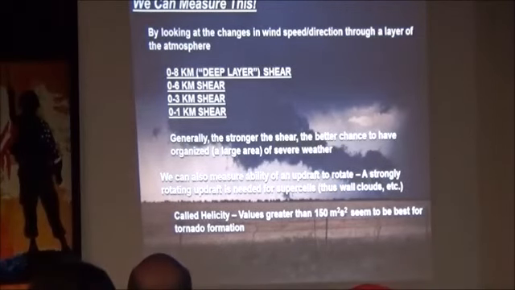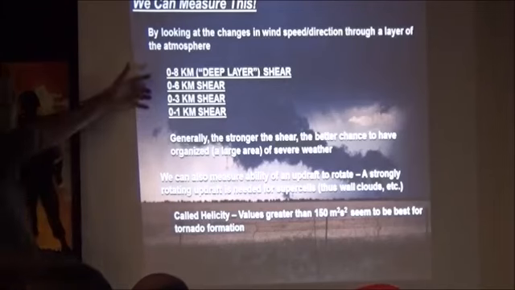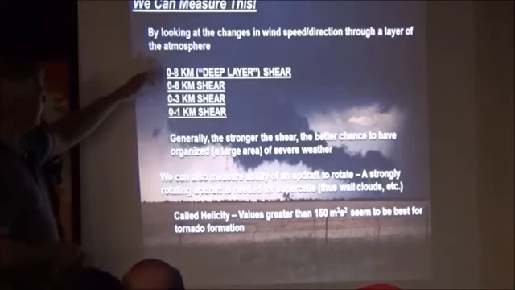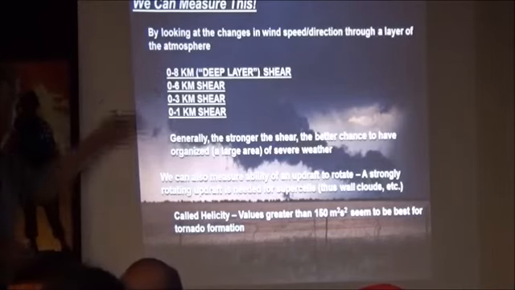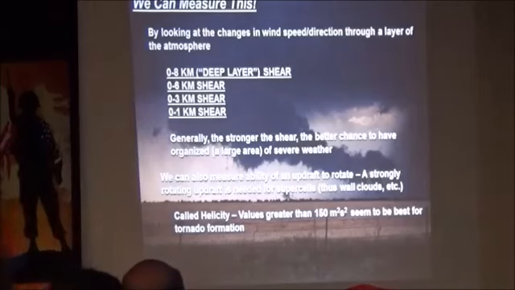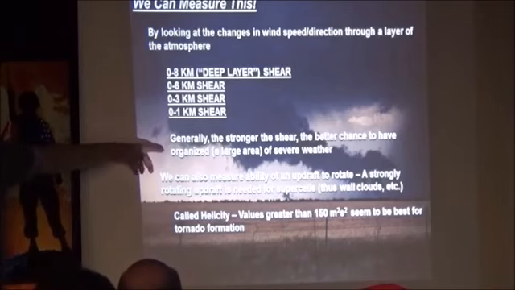Just like the Cape, with the instability, with the wind shear, we can measure that through several different things we use. Here's a few of them: 0 to 8 kilometer shear, 0 to 6, just different levels of the atmosphere. 0 to 3, for example, that's about 10,000 feet. 3,000 meters is about 10,000 feet. But generally, the stronger the shear, the better chance to have organized areas of severe weather.